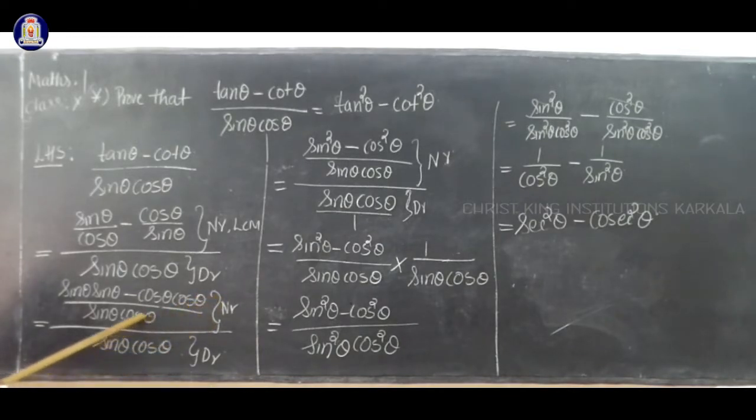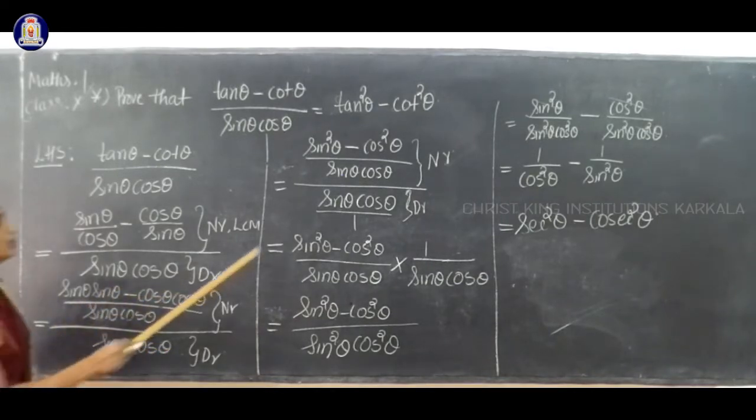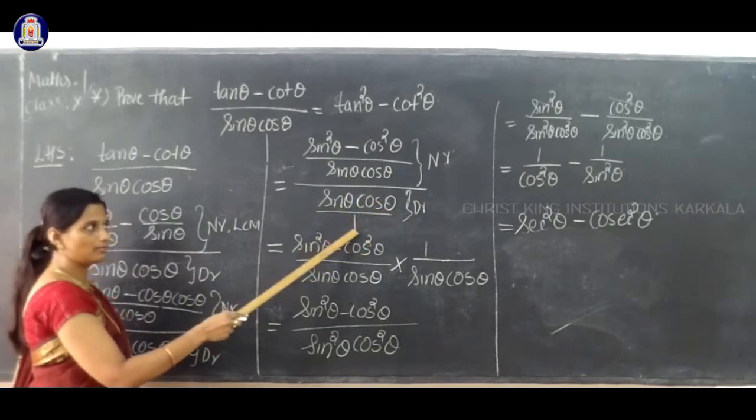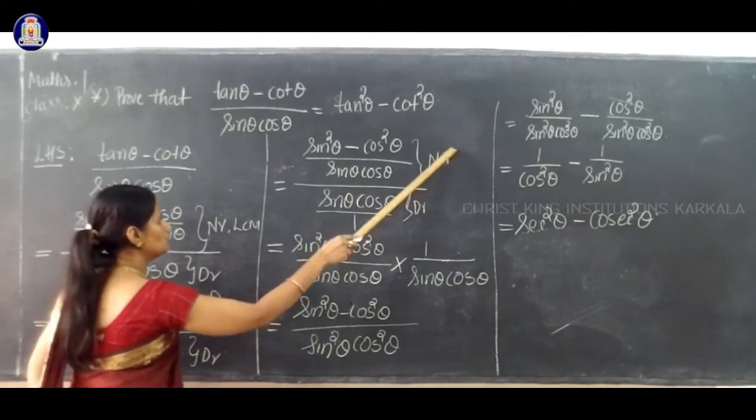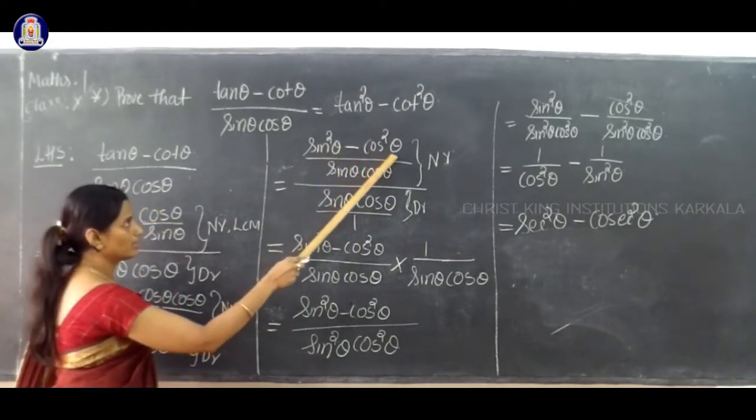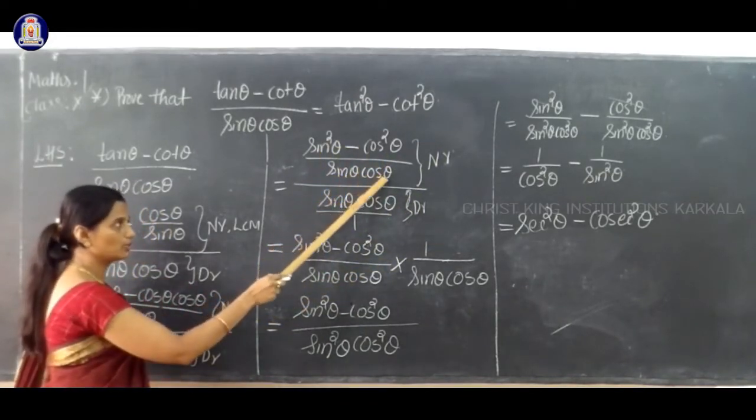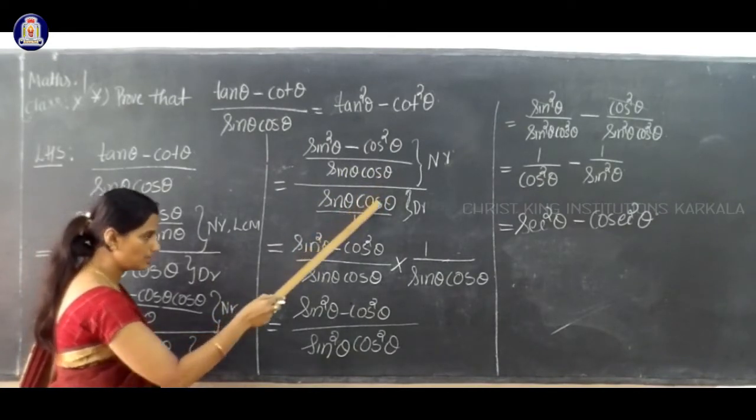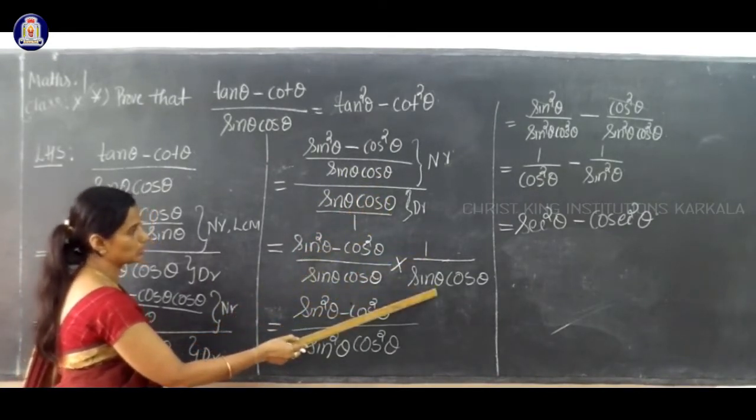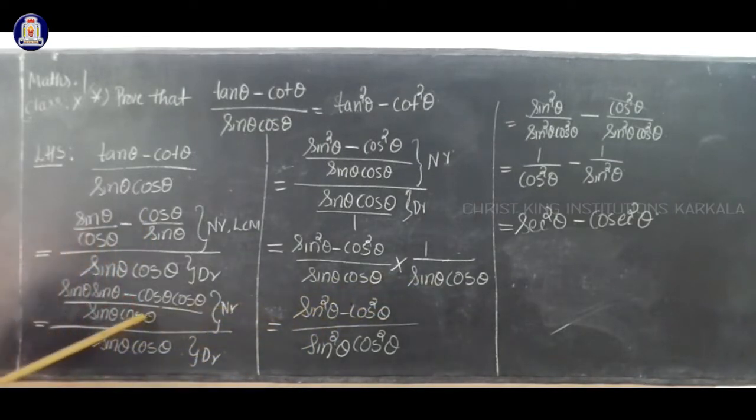So numerator, don't cancel this sin theta cos theta with this sin theta cos theta. That is not possible because sin theta cos theta means divided by 1. So this denominator goes to numerator, then sin square theta minus cos square theta divided by sin theta into cos theta. This goes to numerator means it interchanges, 1 divided by this one. So that's why it is not possible to cancel here. This is your numerator part, and this is your denominator part. This is your numerator, denominator is 1. So denominator and numerator we can't cancel.